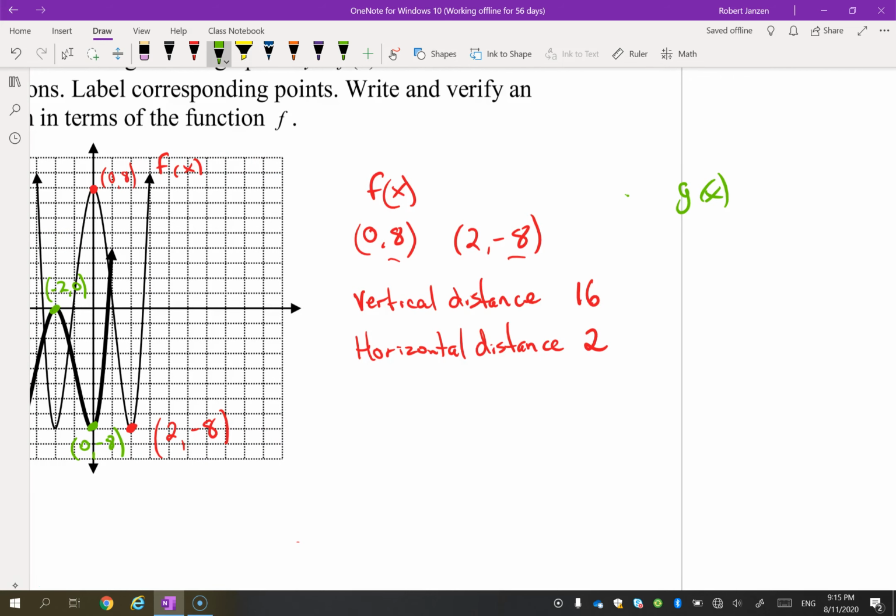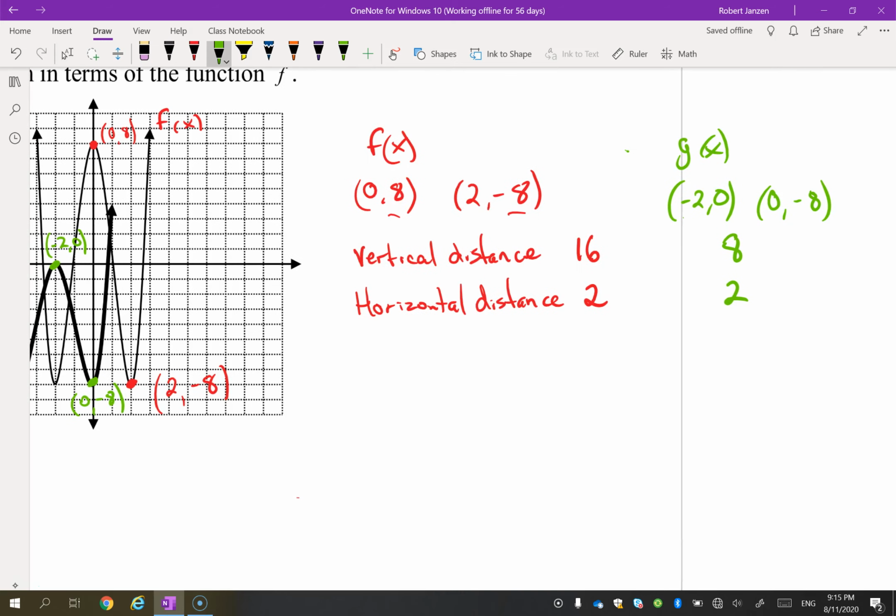The first point we have, the one that corresponds to (0, 8), is (-2, 0), and the other point is (0, -8). Again, let's look at the vertical distance. The vertical distance here is 8, and the horizontal distance is 2. Do you see the horizontal from -2 to 0, that's 2 units, and from 0 to -8, that's 8 units. This tells us a whole bunch of stuff.